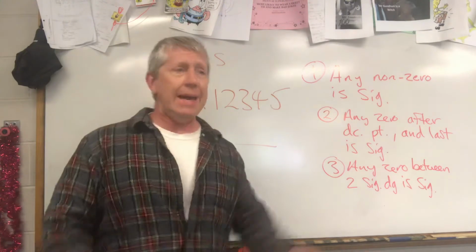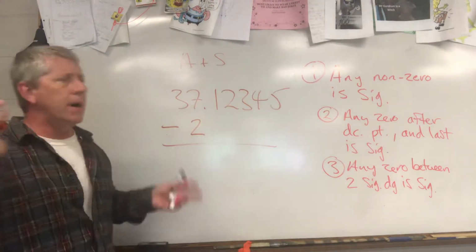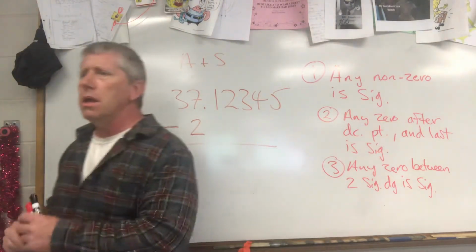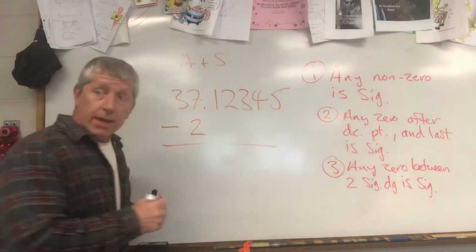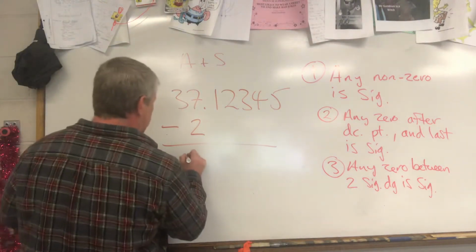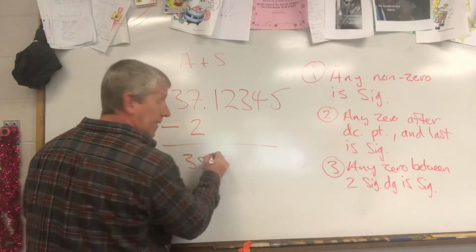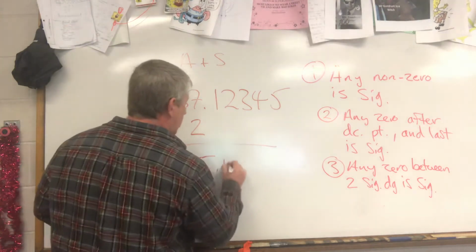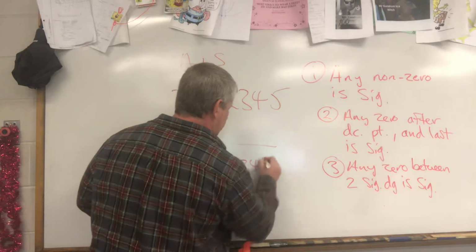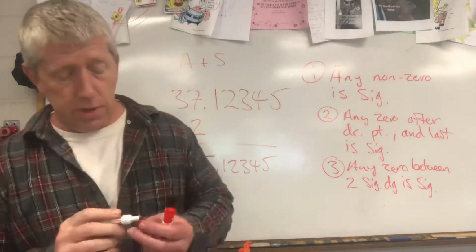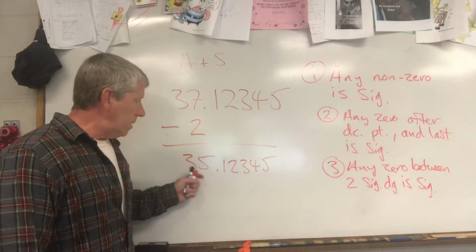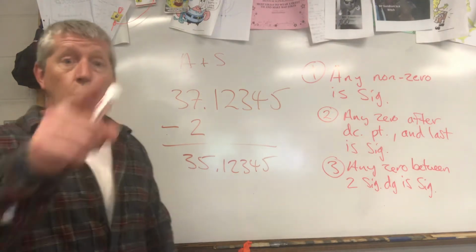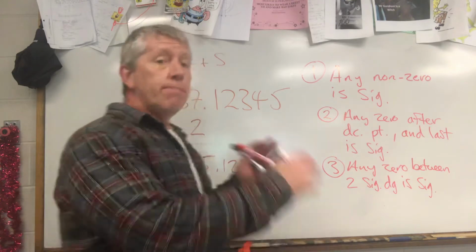Calculator. Anybody? Ian, what'd you get? Calculator? You did, right? Okay, good. What did it say? 35.12345. I'm trusting you on this, Ian. All right. So, according to Ian's calculator, we get 35.12345 for our answer. Okay, what should the answer be reported as?